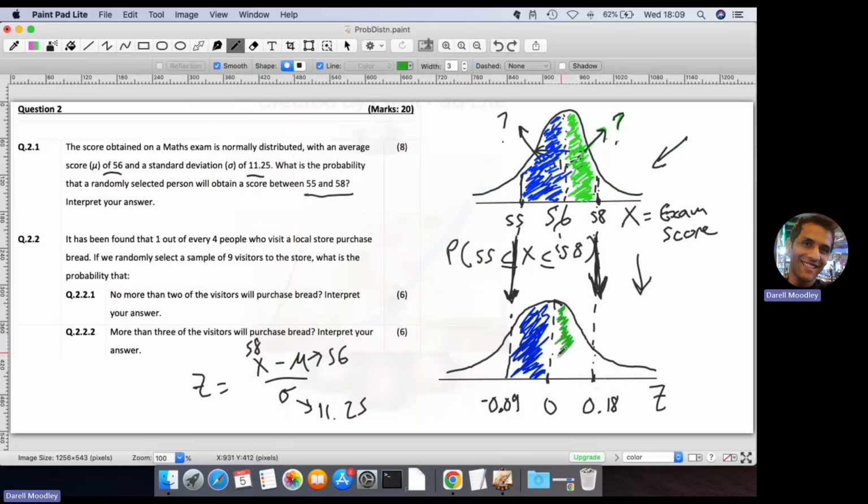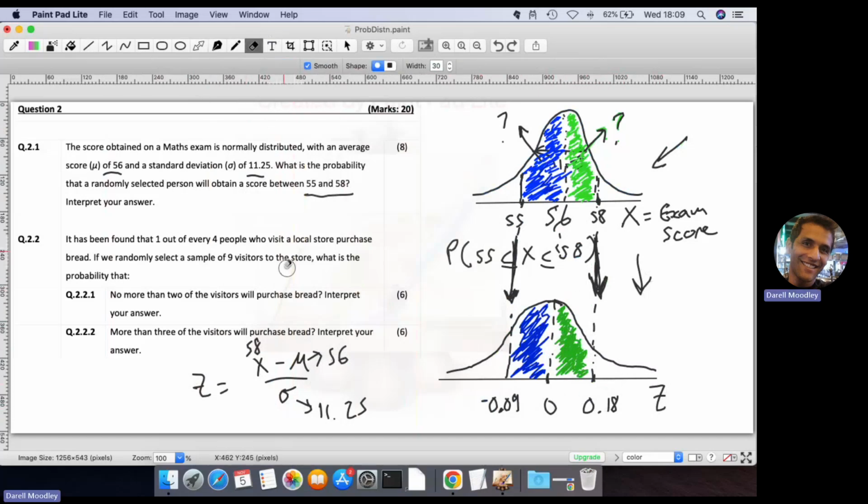May not look exactly the same because I did a sketch by hand, but you can take my word for it. If my drawing was better, it would look exactly the same. All right, so we can find these areas. So the area, the green area, that's the area from 0 to 0.18.